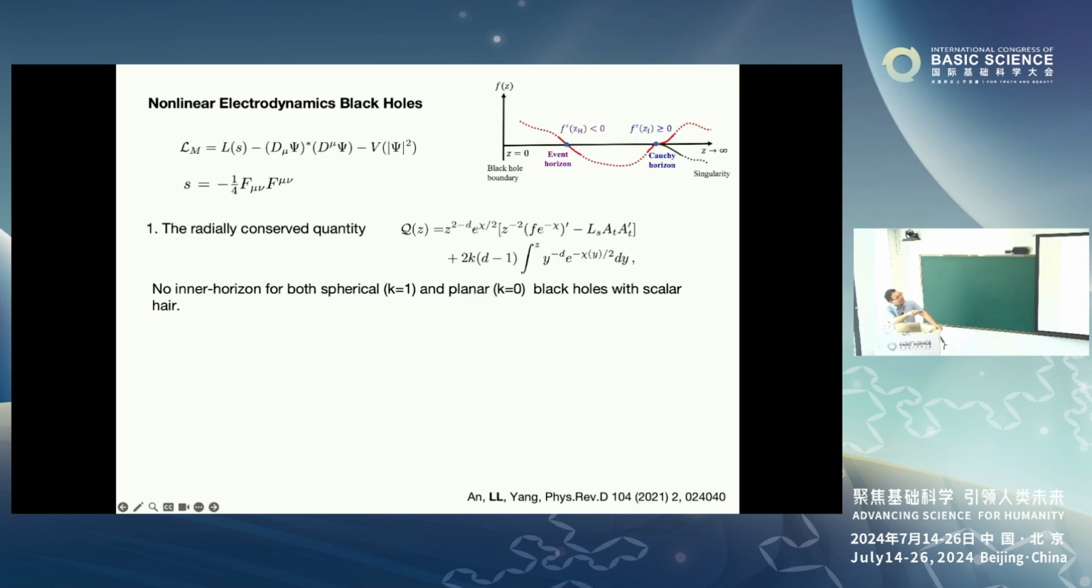So for example, we consider this kind of theory. Here, S is this Maxwell combination, and L is an arbitrary function. You can also follow our discussion to find this radially conserved quantity. But here it has a non-trivial contribution. L_S is the derivative L prime with respect to S. And you can also follow our discussion to show that there is no inner horizon for the spherical and the planar black hole with the scalar hair.